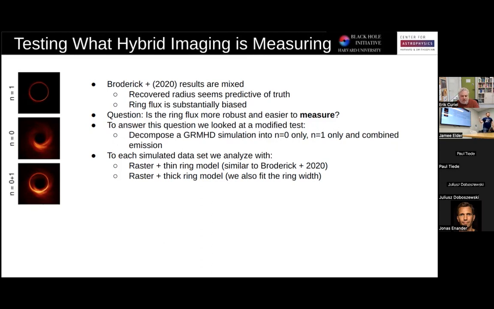This is very similar to the Broderick et al. model. And then also a raster plus a thick ring model. By thick ring, I just mean I don't force the ring thickness to be 1 microarcsecond. I let it be a free parameter and see what the data wants it to be.